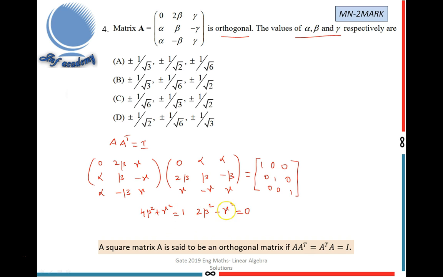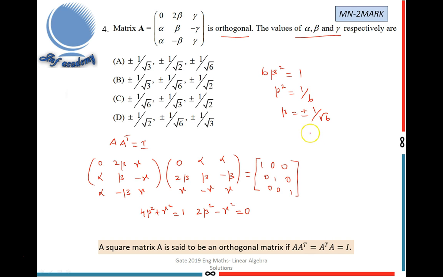Adding these two equations, gamma square cancels. Adding, then 6 beta square equals 1. So beta square equals 1 by 6. Beta equals plus or minus 1 by root 6. Here we need alpha, beta, gamma respectively. So the first value is alpha, the second value is beta. Here, beta is plus or minus 1 by root 6.